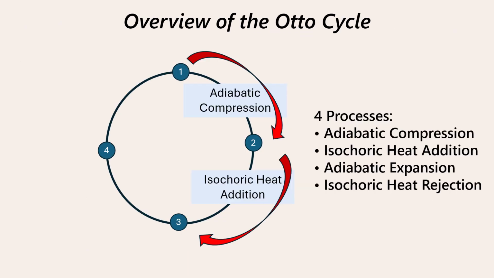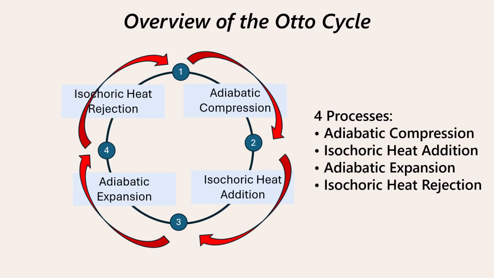The Otto cycle consists of four thermodynamic processes. Adiabatic compression, from point 1 to point 2. Heat addition at constant volume, from point 2 to point 3. Adiabatic expansion, from point 3 to point 4, and heat rejection at constant volume, from point 4 back to point 1. These steps form a closed loop that repeats many times per second in a running petrol engine.